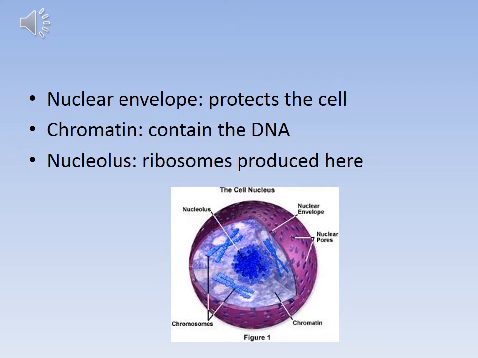The last piece is the nucleolus. It lies in the center of the cell. The job of the nucleolus is to create the ribosomes. Ribosomes are important because they produce proteins for the cell.